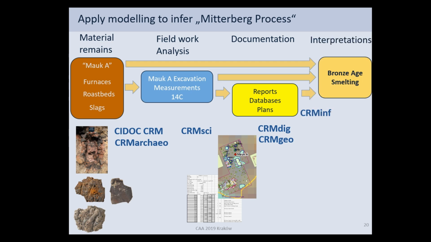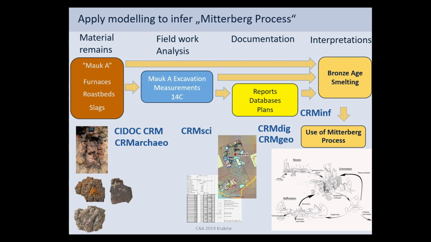And then we have interpretations on these things. And the interpretations are based either on the remains, on the field work, or on the documentation. And this relation from the interpretation back to the remains or the field work gives us the provenance of the interpretations. And it's important to record that, because then I can assess if I believe this interpretation, what is at the back of the interpretation, or if I do not believe this interpretation. And out of these different interpretations, then there is an inference on the use of this so-called Mitterberg process.